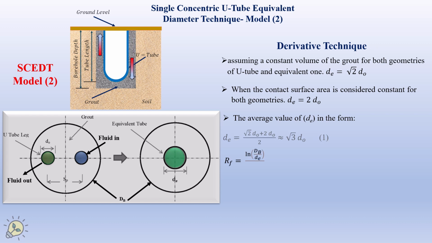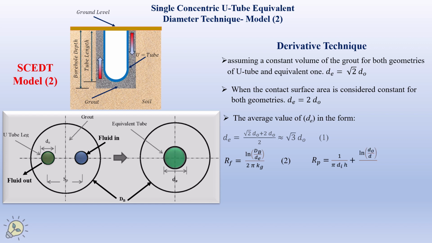And the grout or fluid filling resistance is represented by two concentric cylinders as shown in this figure, and R sub F equals natural logarithm of D bore divided by D equivalent, all of that divided by 2 pi K sub G, and K sub G represents the thermal conductivity of the grouting material.